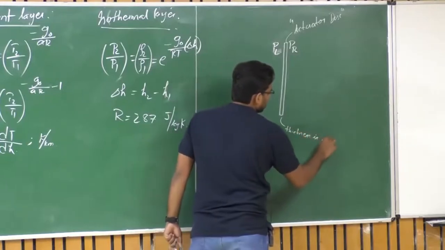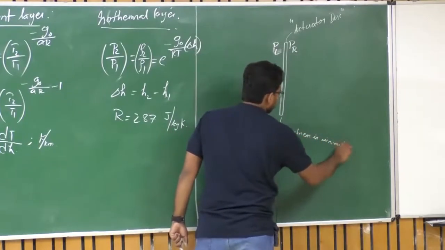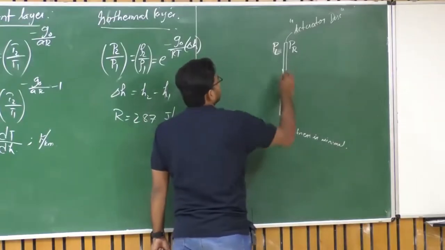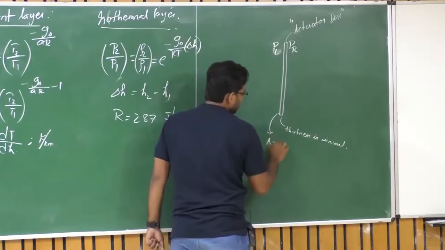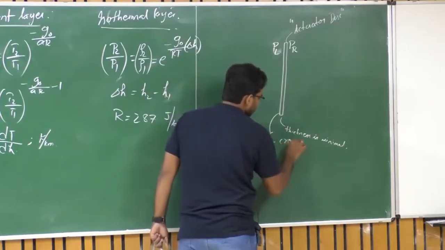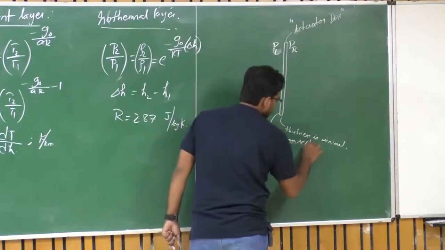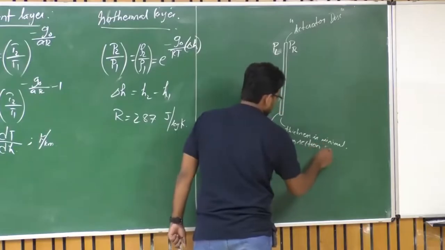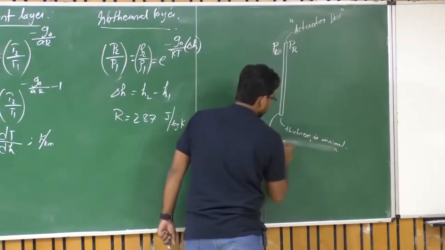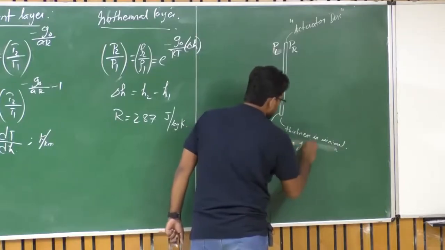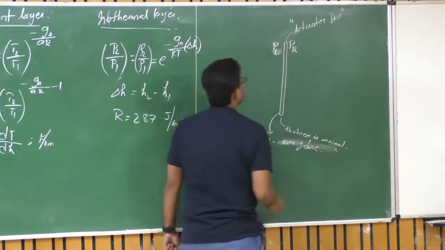So this actuator disc, let us assume the thickness is minimal or very small, and let A be the cross-sectional area of this disc. Let capital A be the cross-section area, or simply the area of the disc, right?